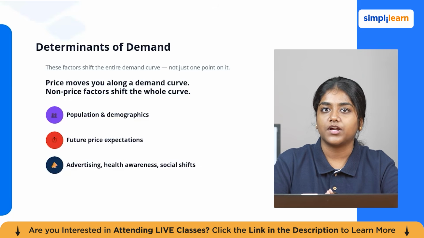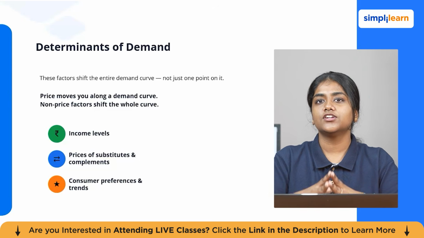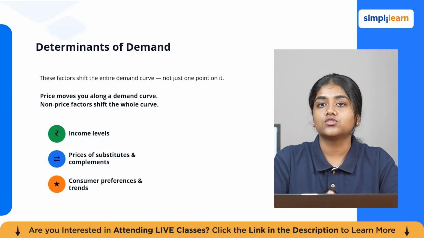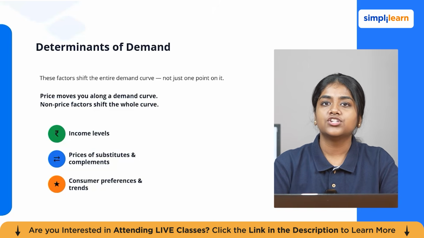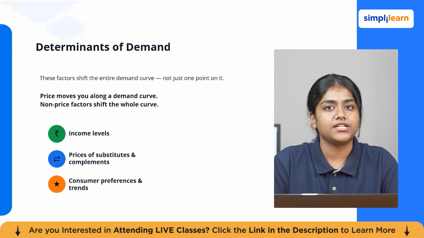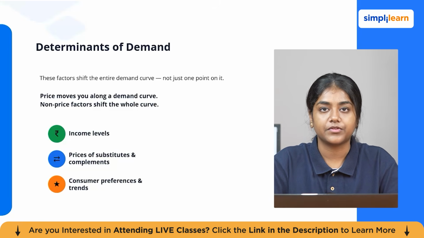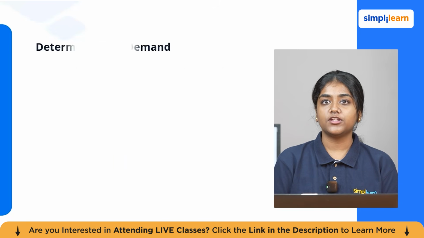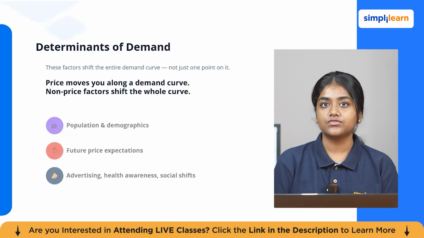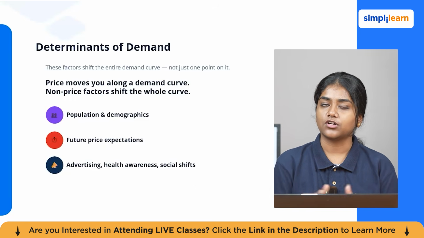A rise in petrol prices can dampen demand for larger, less fuel-efficient cars. Consumer preferences and trends: shifts in taste, driven by advertising, social trends, or health consciousness, shift demand independent of price. The recent shift towards health-conscious eating in India has visibly moved demand towards organic and low-sugar products. Population and demographics: as population grows or as the demographic mix shifts, with more young professionals in a city, for instance, overall market demand shifts accordingly.